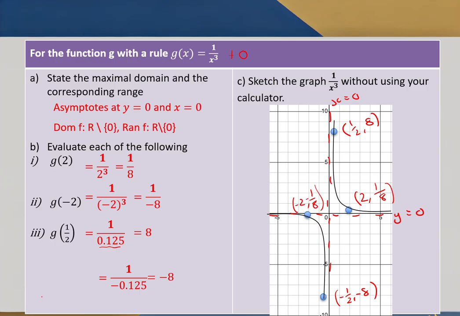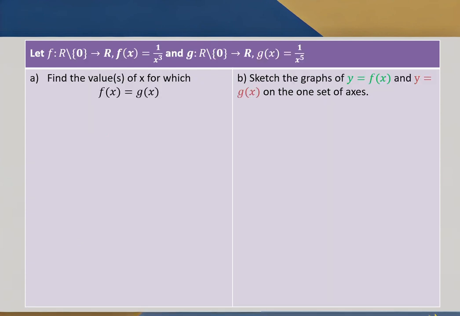Again, make sure each point you use as your key points are labeled as a coordinate. Your equations are labeled as an equation. So I've got my asymptotes right there.